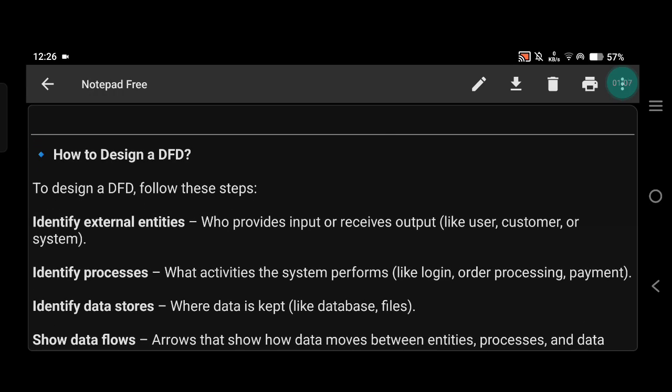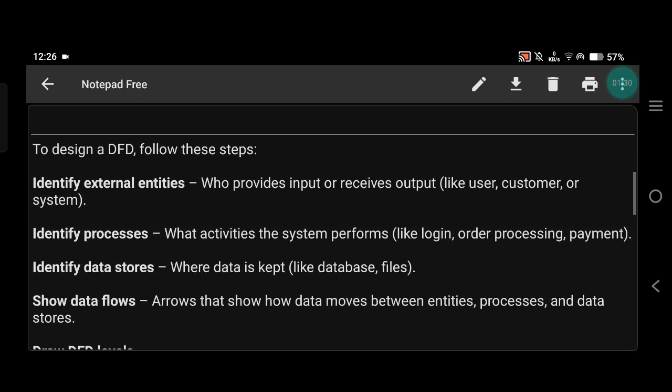How to design a DFD? To design a DFD, follow these steps. Identify external entities who provide input or receive output, like user, customer, or system. These are people or systems that interact with your system, like users, customers, or other systems.